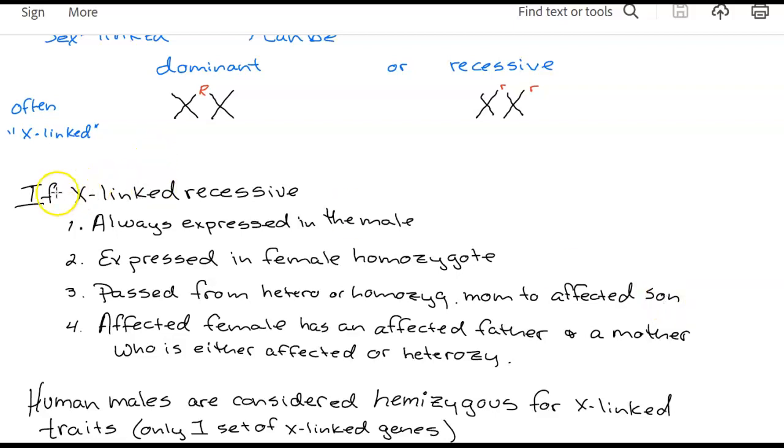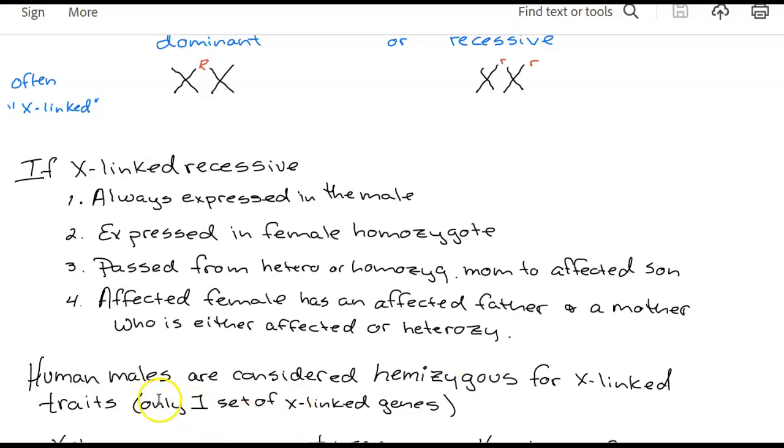So remember that, sorry, I should have made this clearer to myself. This is an X-linked recessive form of inheritance. So we're looking at this one on the right. A female that is affected has to have a father and a mother who are either affected, well, the father would be definitely affected, but the mother would either be affected herself or she would be heterozygous. Remember that human males are considered hemizygous because they only have one X chromosome. So for traits like this, that's it.